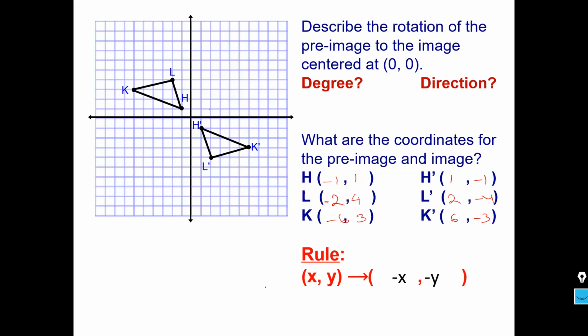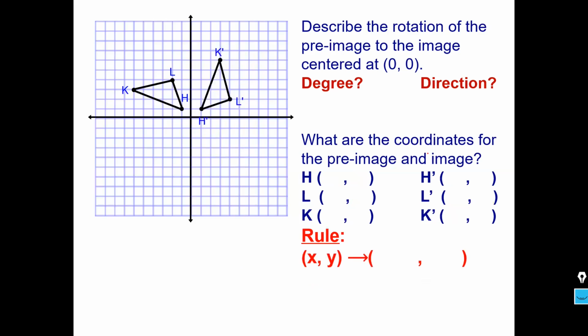All the values of x and y have been multiplied with a negative sign, and the image has been transformed and rotated 180 degrees, counterclockwise or clockwise, both. Okay. Now look at what happened to it.